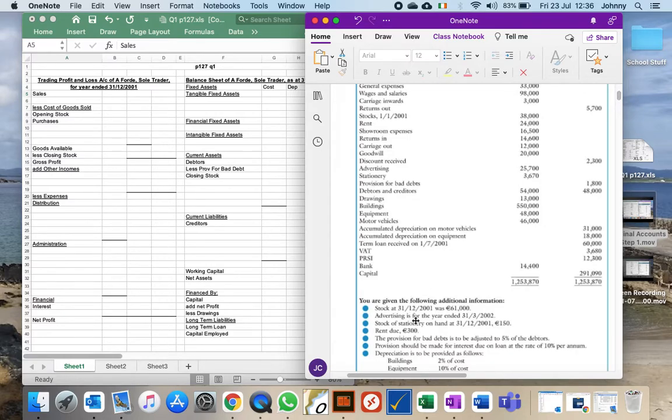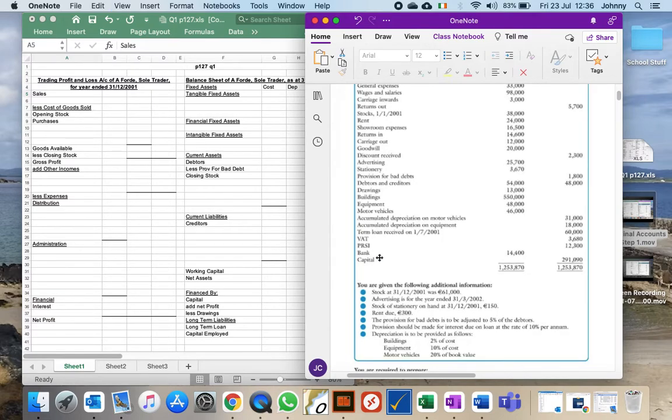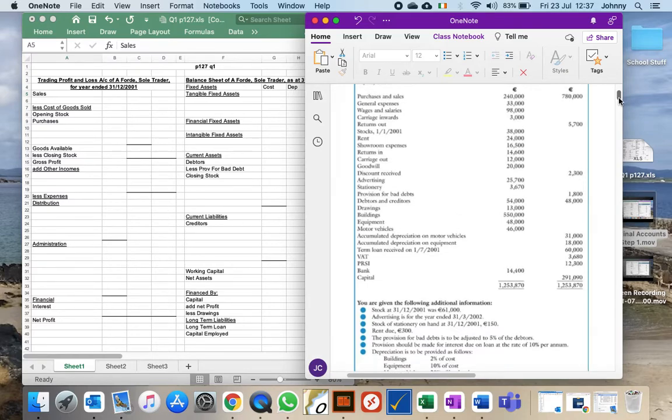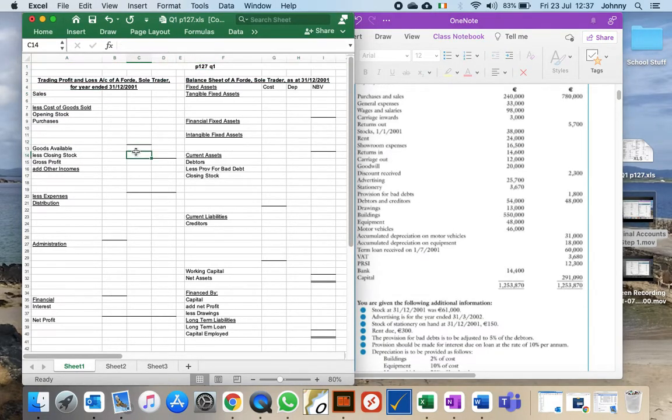So we're going to look at all of the adjustments. We're going to deal with the adjustments and put the adjustments in first. And then, once we've got the adjustments dealt with, we'll put all of the other numbers in. Okay, so we'll start off with stock 31st of the 12th, 61,000. So I'm going to put that in. And it goes in two places.